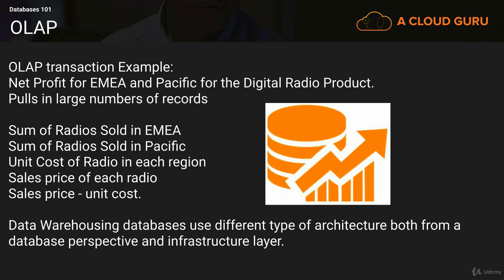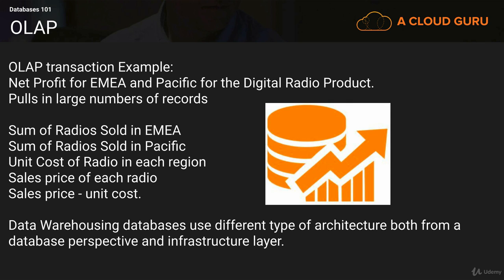In order to do that, you have to pull in large numbers of records. You're going to need to understand the number of radios sold in EMEA, the number of radios sold in the Pacific, the unit cost of the radio in each region, the sales price of each radio, the sales price minus the unit cost. You're going to have to do that as a calculation. And basically, this is going to put a lot of stress on your database. And so what you really want to do is, of course, you don't want to run that on your production database. You don't want to run that on your online store because that's going to really hammer the database.